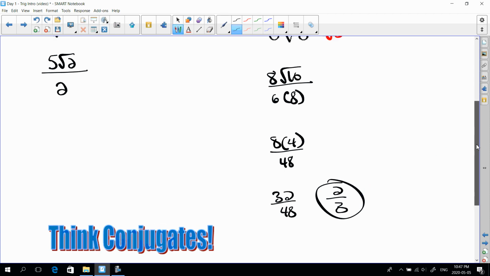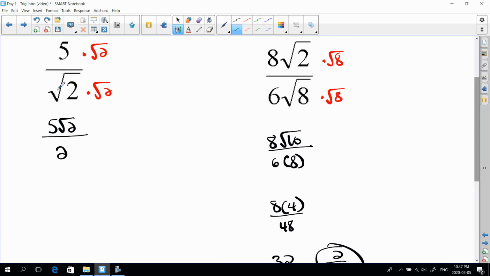All right, when there is only one term in the denominator, you just multiply by whatever that radical is in the denominator. So if this was a radical 3, I'd multiply both top and bottom by radical 3. If this was a radical 5, I'd multiply both top and bottom by radical 5.